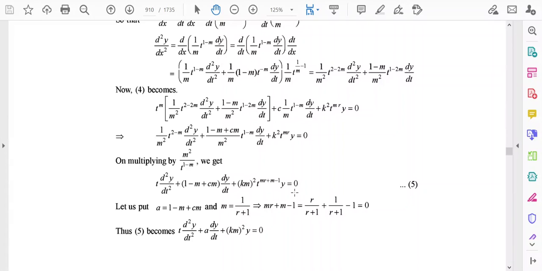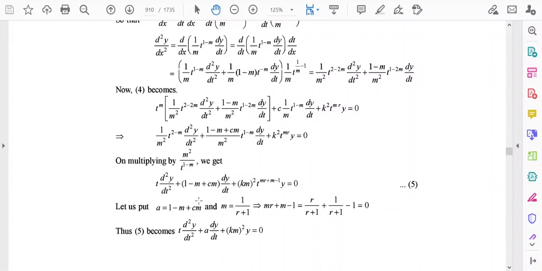Now what you have to do, that is there is a term multiplied with dy by dt, that is 1 minus m plus cm. Now what you have to do, that is you have to assume that that constant is equal to a, is equal to 1 minus m plus cm.